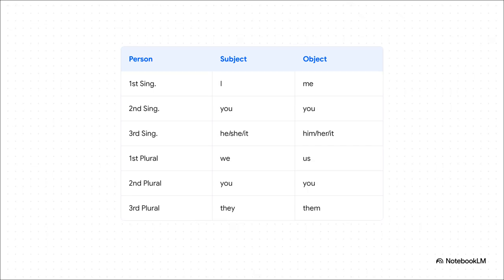Over in the blue column, we've got our subject pronouns. I, you, he, she, it, we, and they. And then right next to them in the green column are the object receivers. Me, you, him, her, it, us, and them. One cool thing to notice, the words you and it stay exactly the same, no matter if they're doing or receiving the action. The rest of them, though, they completely transform depending on their job in the sentence.